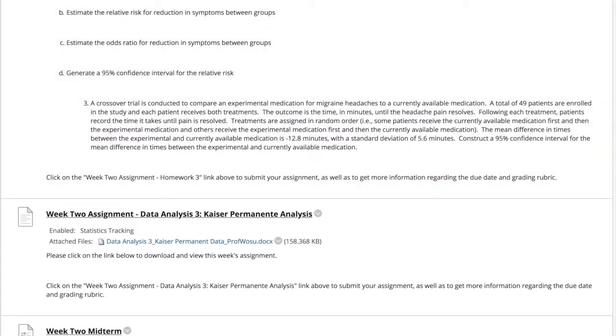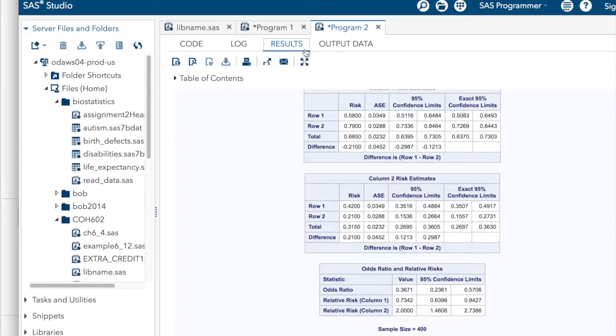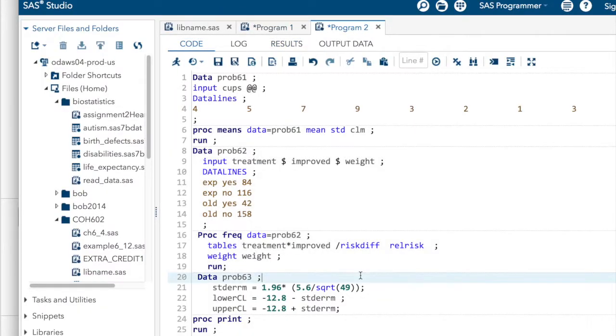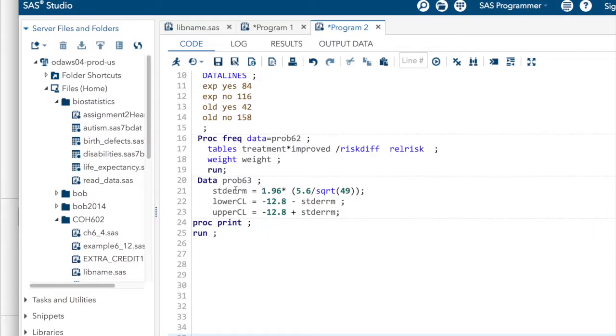Well, this you really didn't need SAS for. You could do it with a calculator, but since we're on to using SAS, what the heck. So over here, we've got data prob 6.3. Still, let's compute the standard error of the mean difference. 1.96, because we want the 5% probability level. What's the standard error? It's the standard deviation divided by the square root of the number of people, which was 49.